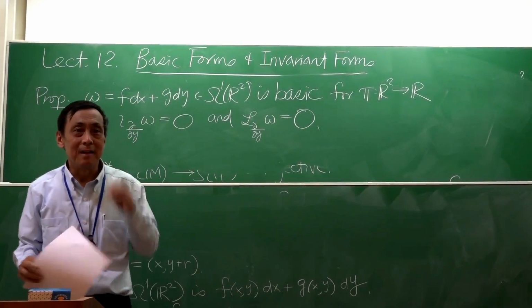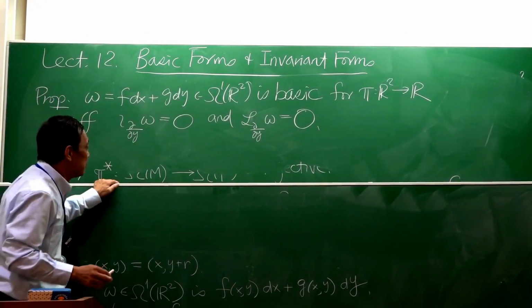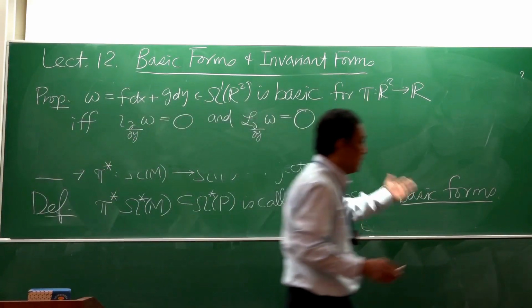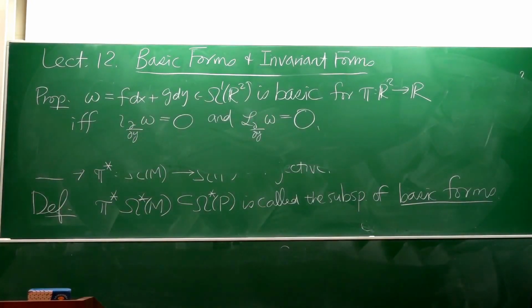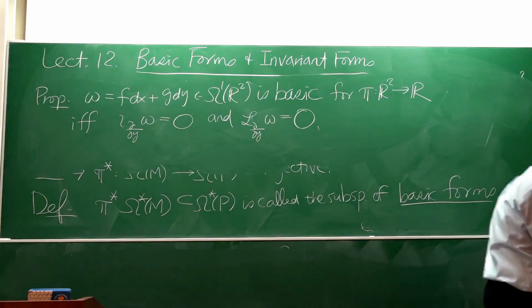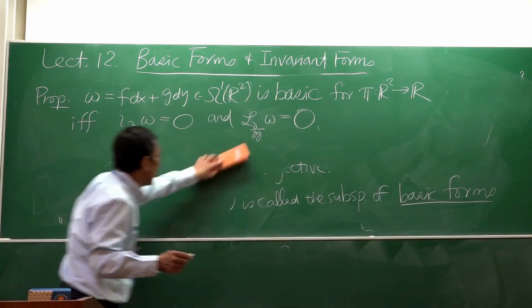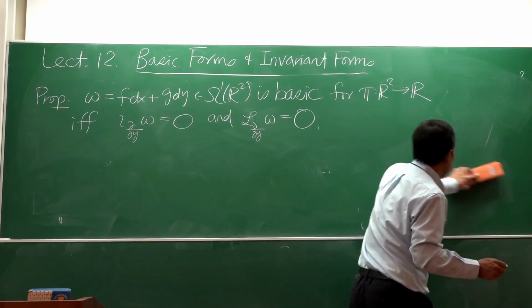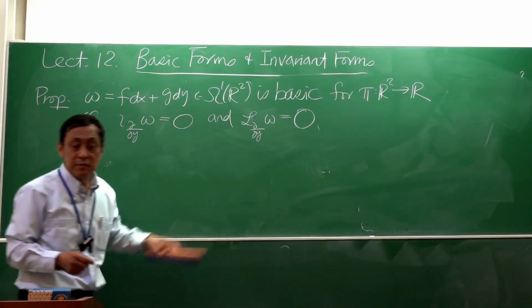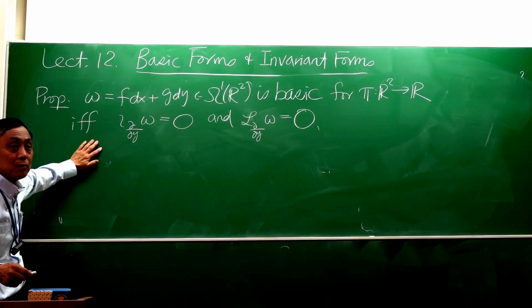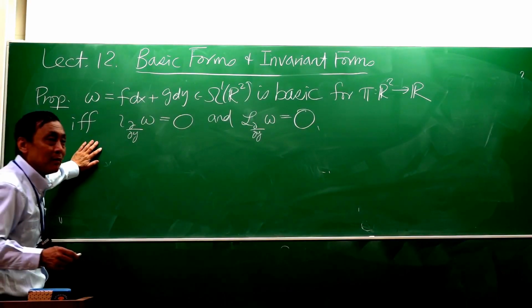Okay. So for this particular principal bundle, we have a very simple condition for a form to be basic. And now the problem is we want to generalize this condition to an arbitrary principal bundle.